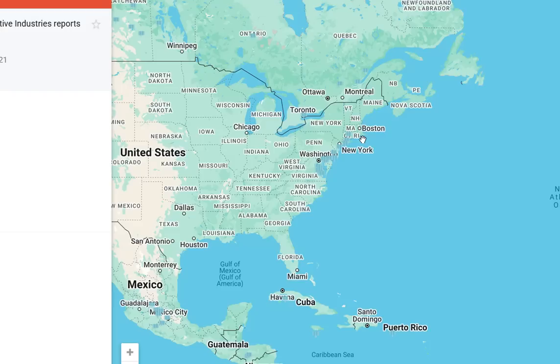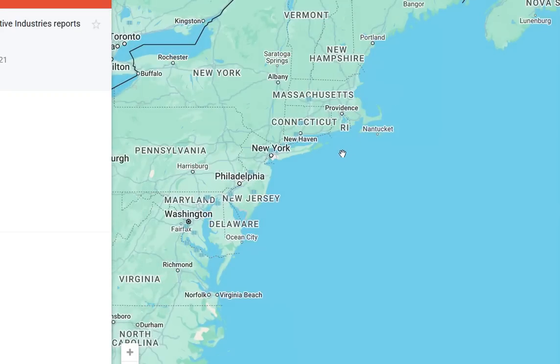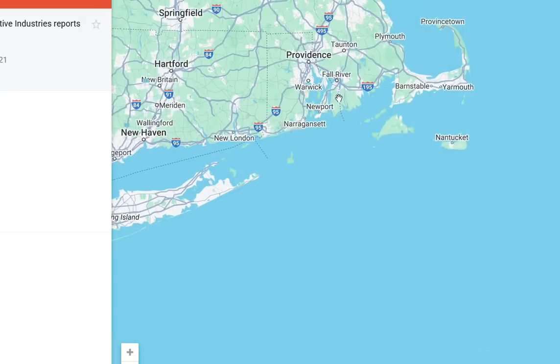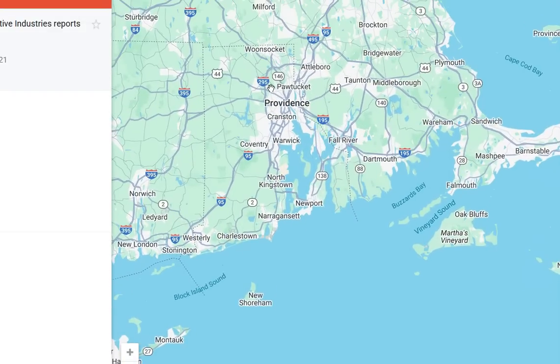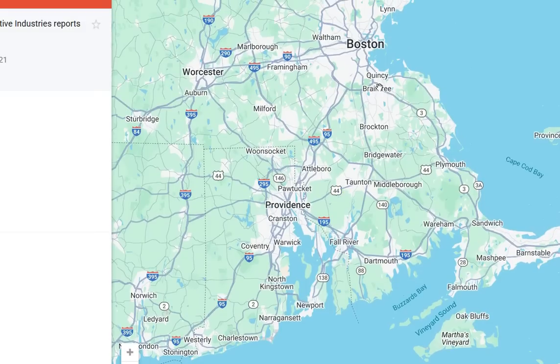Fall River, taking us to the east coast of North America, not far from Providence, Rhode Island, as you can see here. I covered Providence on this channel, definitely worth a look if you haven't seen that one. And if we go a little further north, we get Boston and Worcester. Both of those cities have also been covered here on this channel.